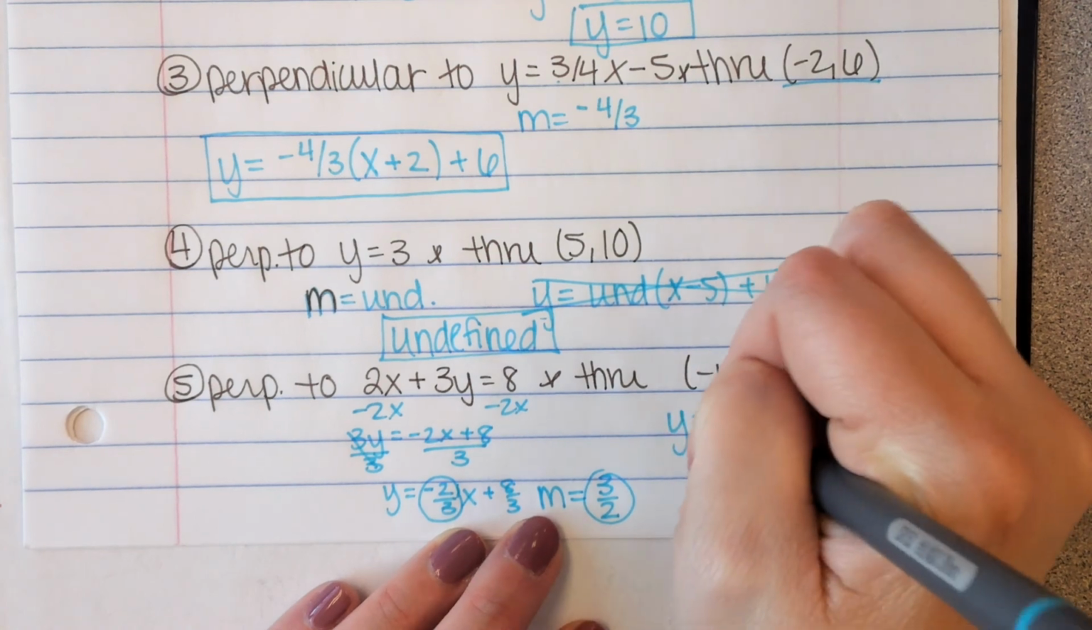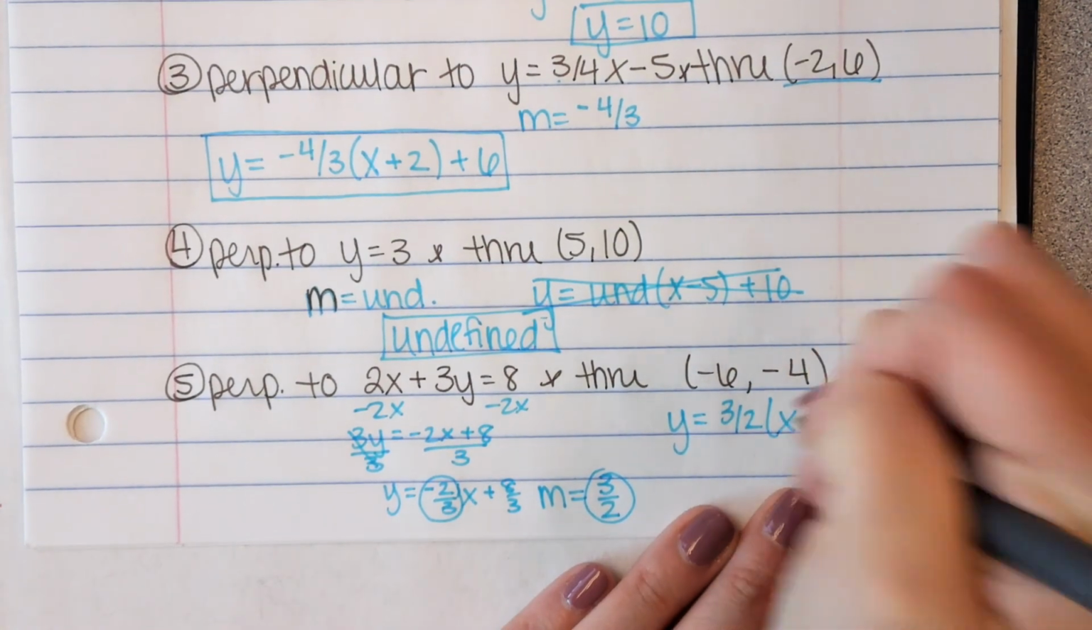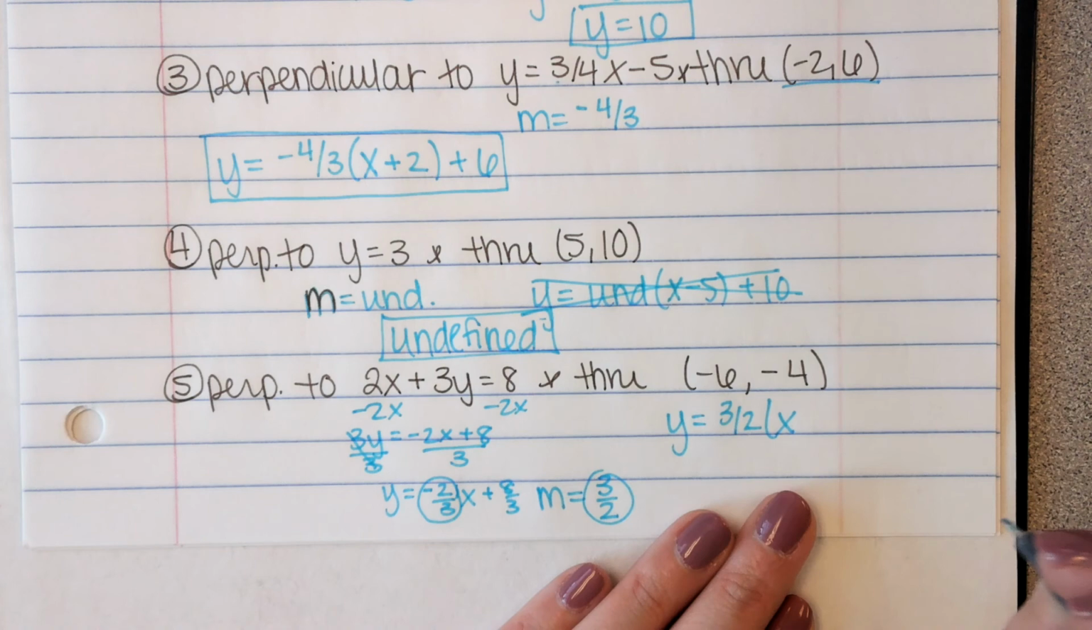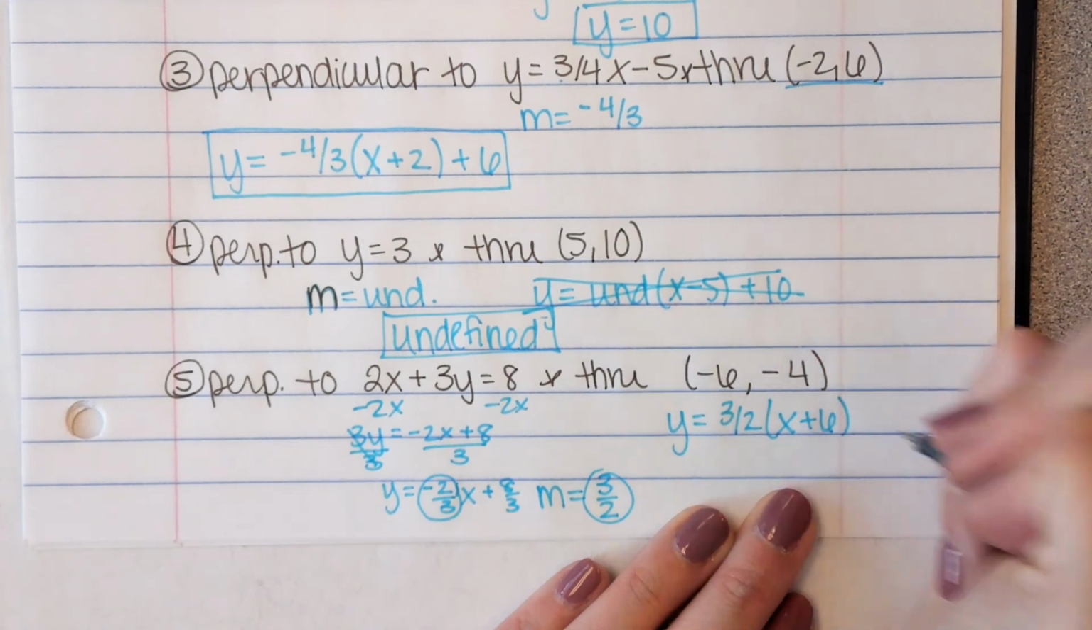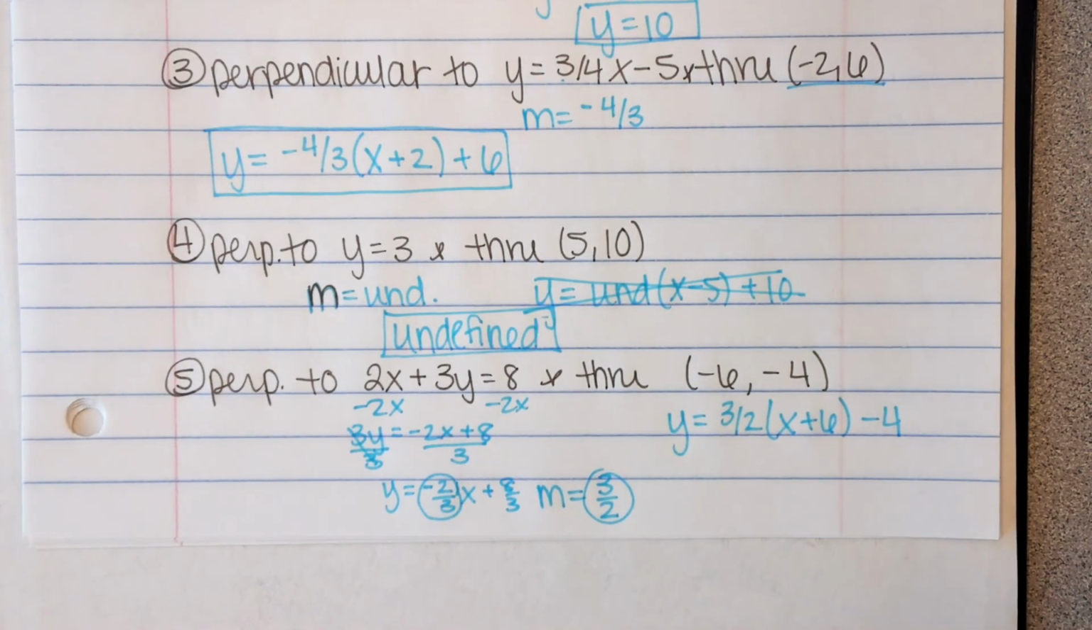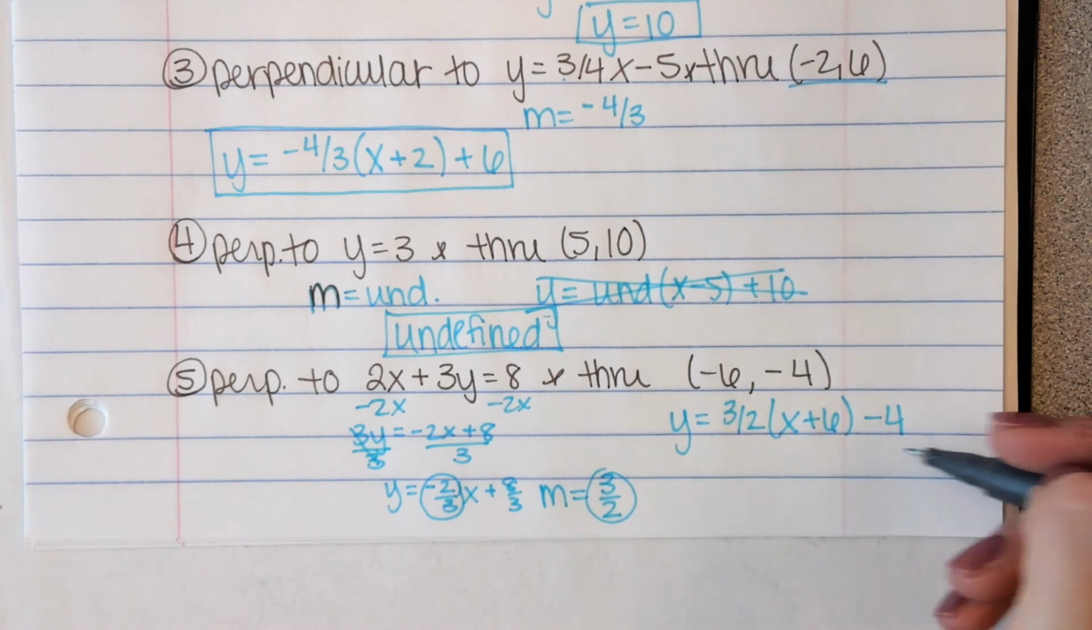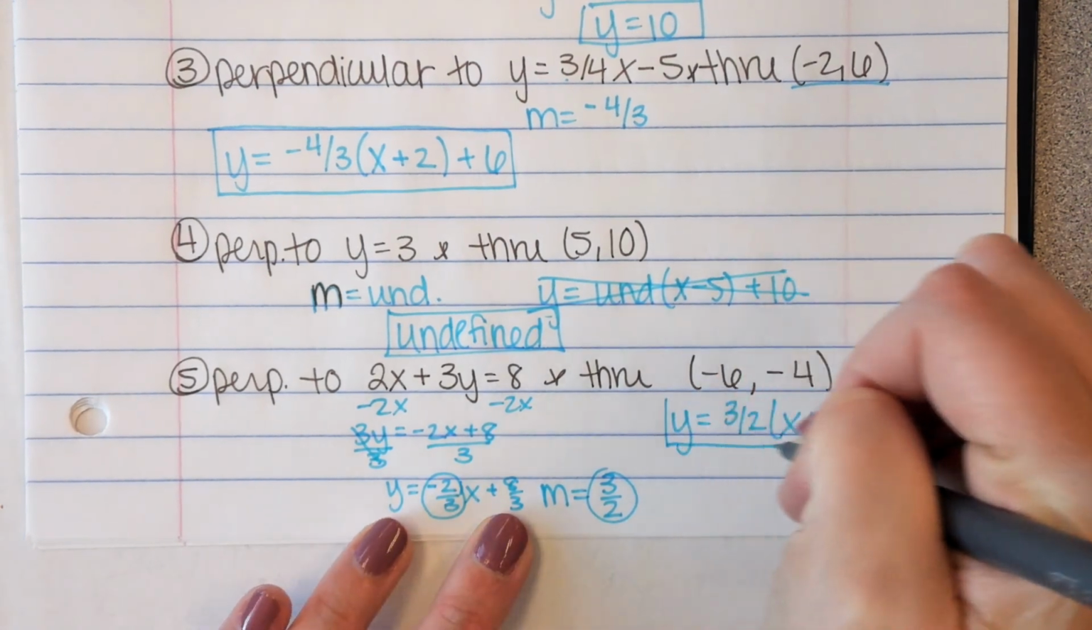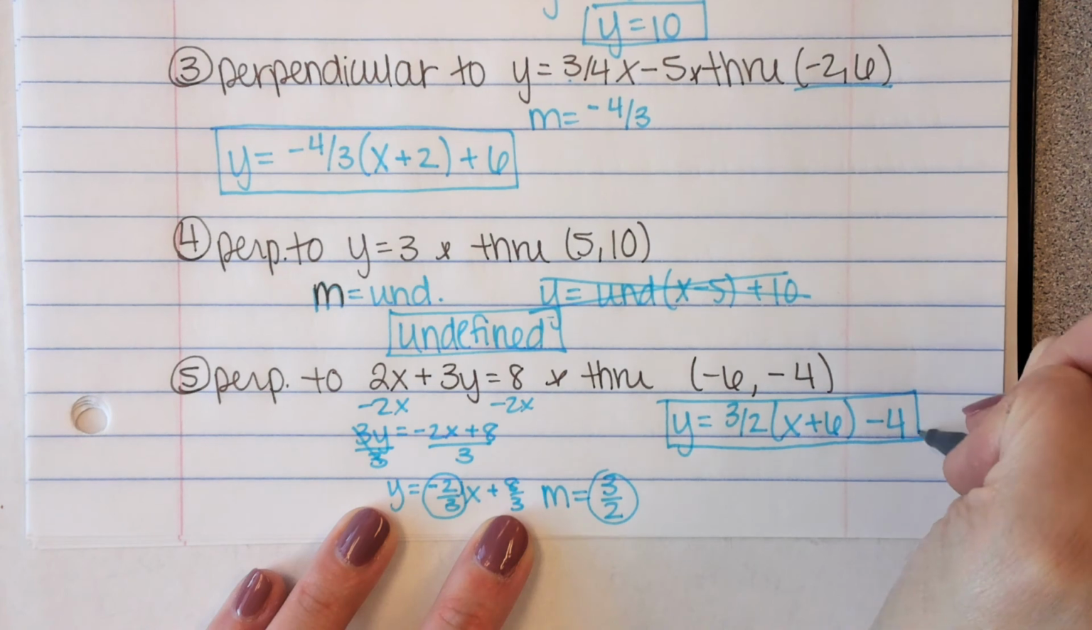So y equals 3/2 times the quantity x, the opposite of our x value. You can't trust an x. So plus 6, and then add your y value on the end. It's a -4, so we're going to do -4. And that is your equation of a line.